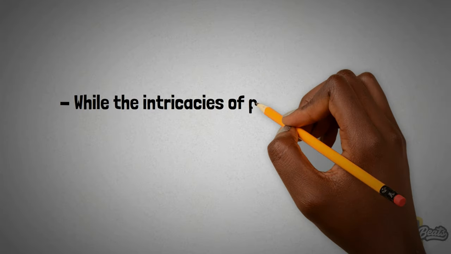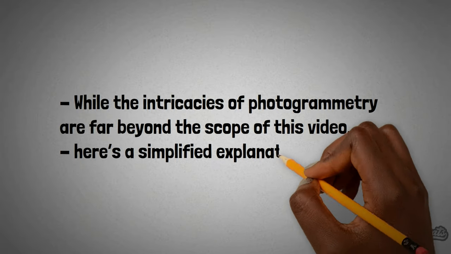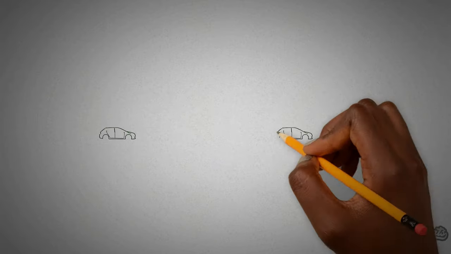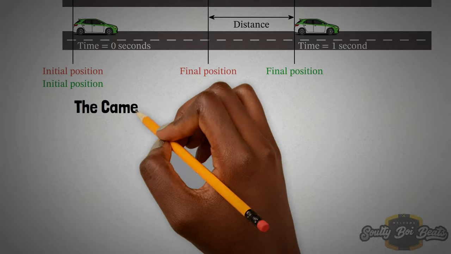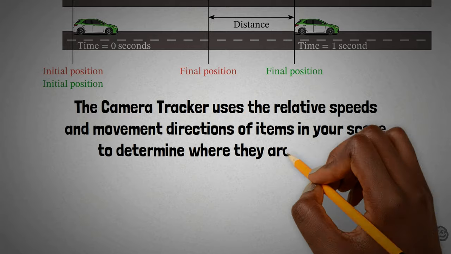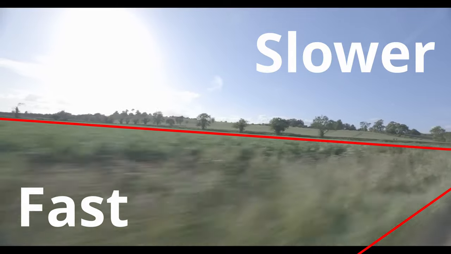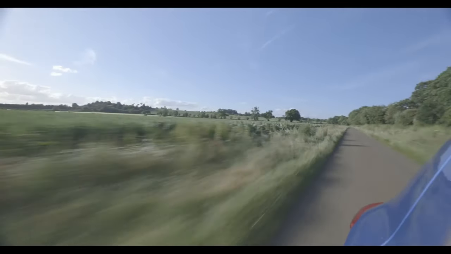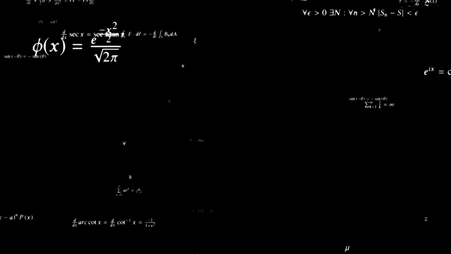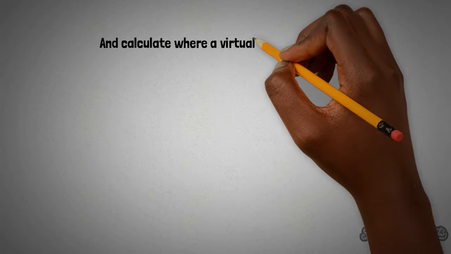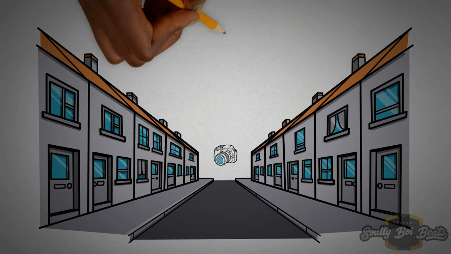While the intricacies of photogrammetry are far beyond the scope of this video, here's the simplified explanation of the process. The camera tracker uses the relative speed and movement directions of items in your scene to determine where they are in space. For example, when you ride in a car or train, you observe that objects closer to the car move more quickly than objects in the far distance. The camera tracker uses this motion parallax to calculate the position of each element in the physical scene and calculate where the virtual camera should be to replicate the same parallax within the computer.